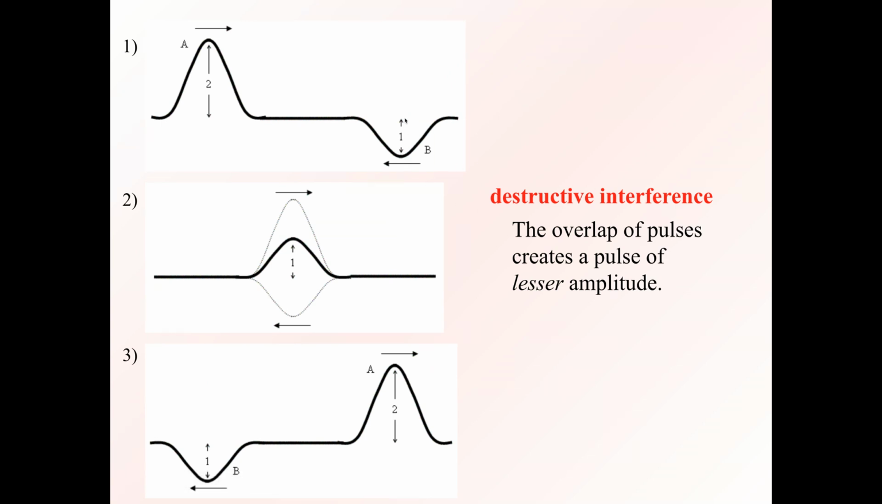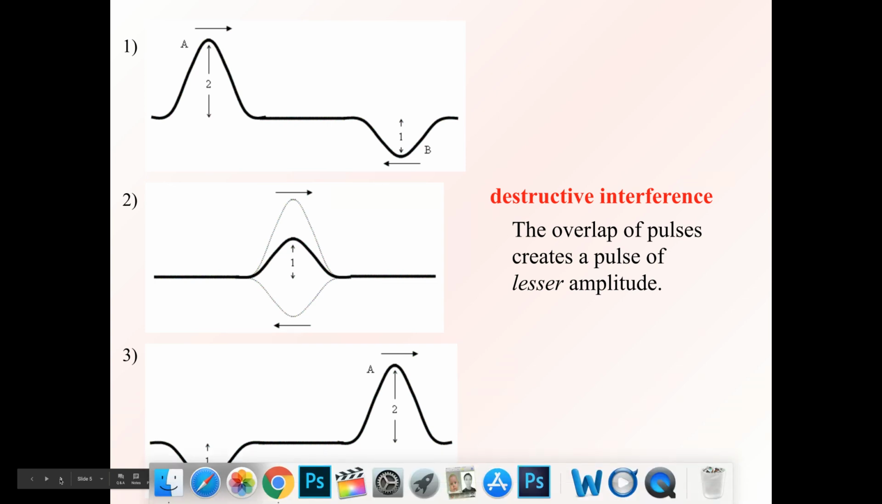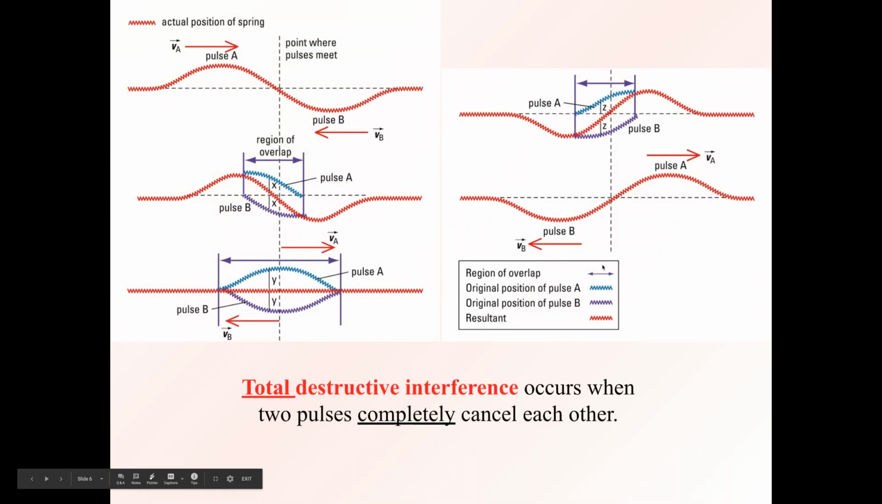Destructive interference. If B is down below with amplitude 1, and A is 2 above, when they superimpose, our resultant is just going to be 1 above. And then again, they continue along their way and have the same amplitude as they did before.